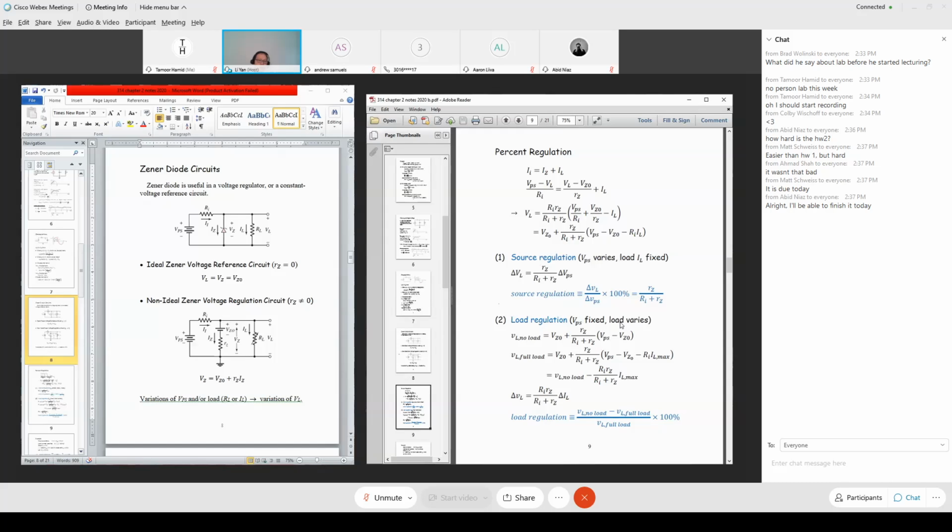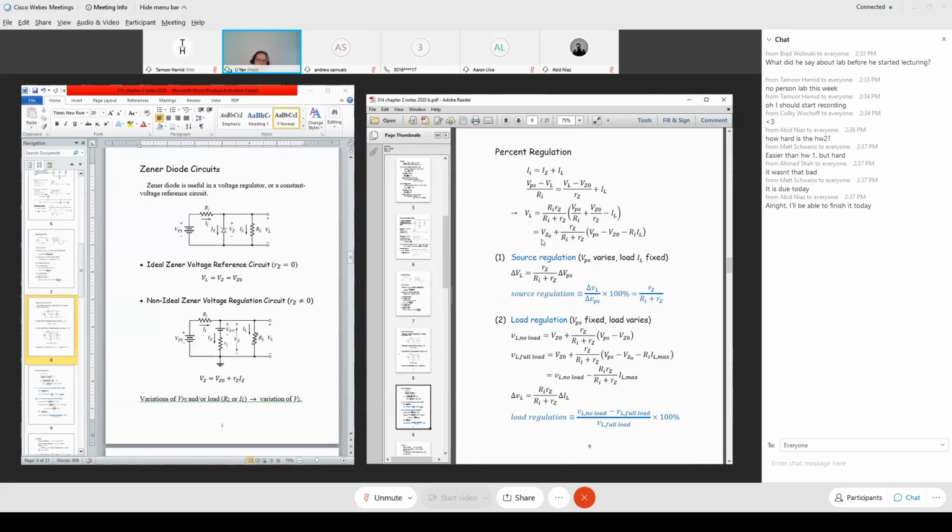However, load changes. For example, load current changes. So now we calculate the two quantities. One quantity is called the output voltage, or the load voltage, VL, under the no-load condition. What does no load mean? Basically, you disconnect the load here. Once you disconnect the load, the load current is 0, so IL is 0. No load really means load current is 0.